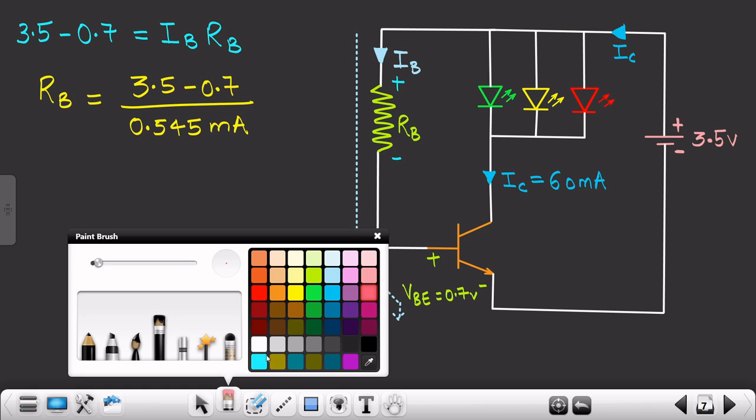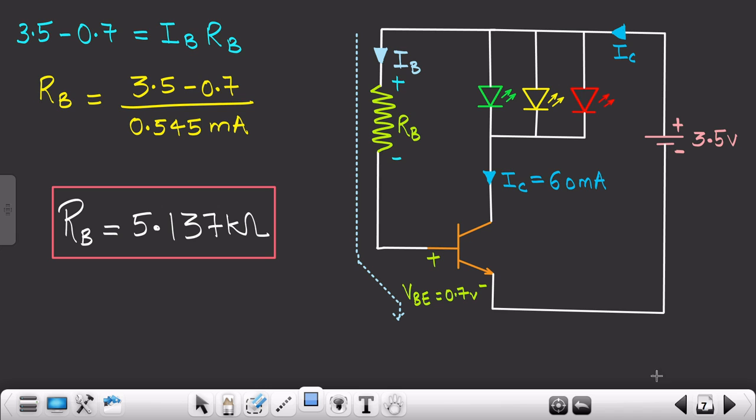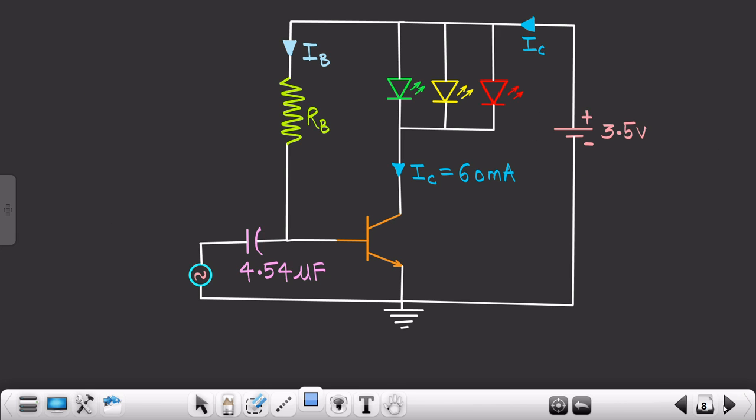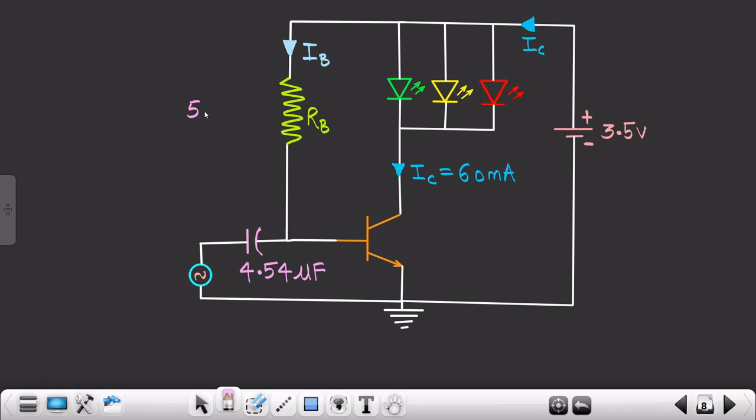So the value of RB pans out to be 5.137 kilo ohms. So this is the value of RB. You can also consider it as 5 kilo ohms. Let me proceed further. So now what we have got is this: the value of RB is 5.137 kilo ohms.